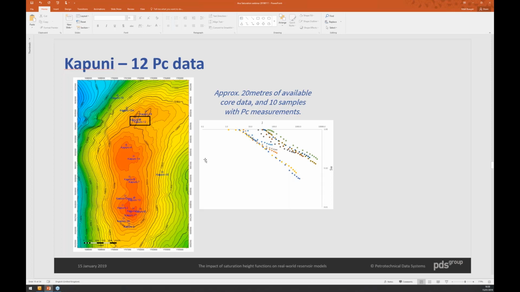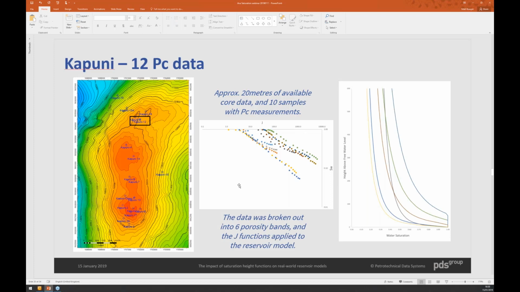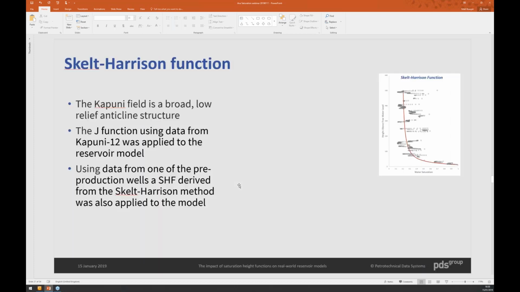Unhelpfully, what I've not done is put the legend on this particular chart, but this is color coded by porosity. So we see there's quite a bit of spread across the porosity range there. What I've managed to do is break that data out into different porosity bands. So I've got six different porosity bands from that data. I can derive a J function for each of those bands, and then I can apply those height functions to the reservoir model. The idea behind this was to have a look and see again what impact different methods have on the reservoir model.